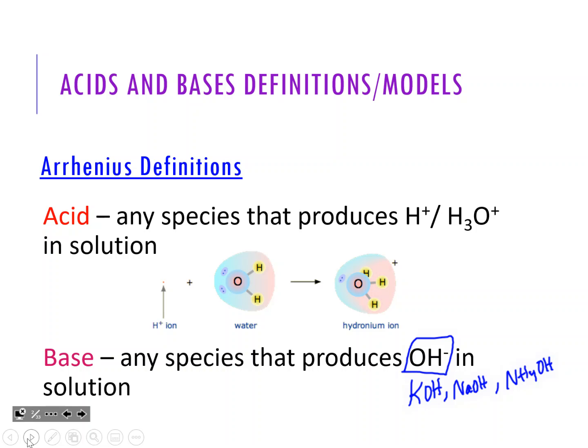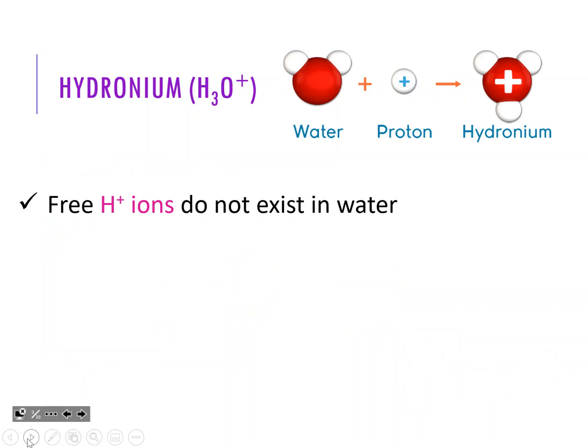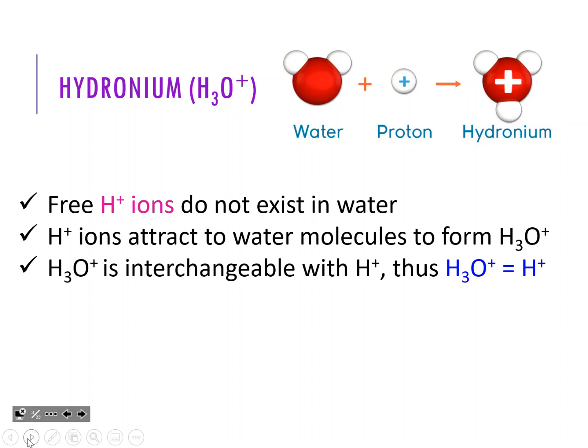Now, let's talk about hydronium. Hydronium is actually what happens in water. Free H plus ions do not exist in water. Instead, they attract to the water molecules and form H3O plus. H3O plus then is interchangeable with H plus in acid-base problems. So some acid-base problems will just call it H plus, some will call it H3O plus. Either way, it means the same thing.